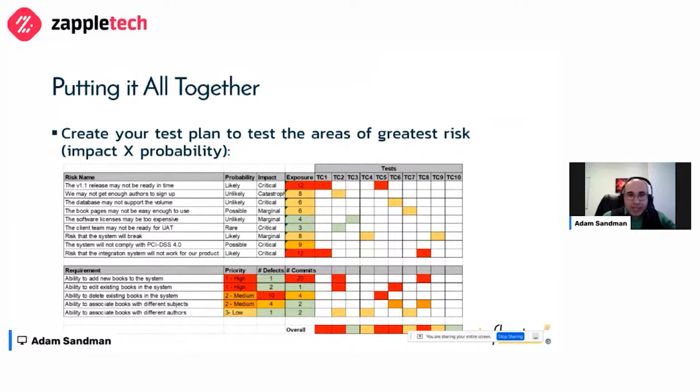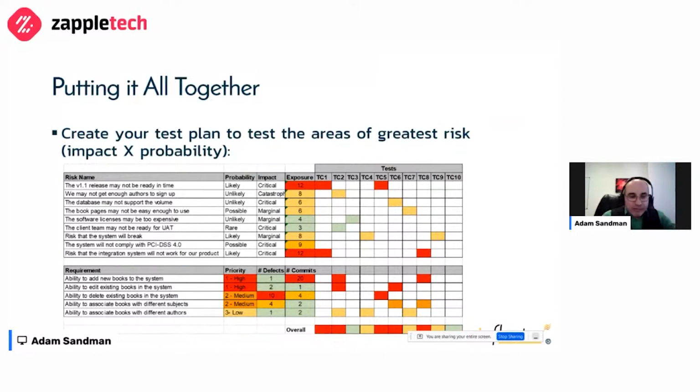First of all, the top part is what we saw before. That's where we have all the risks lined up. We spent time doing our brainstorming exercise. We've ranked them by probability. We've ranked them by impact. We've got the exposure. We've got the number of test cases. We did that already. Remember that from before.